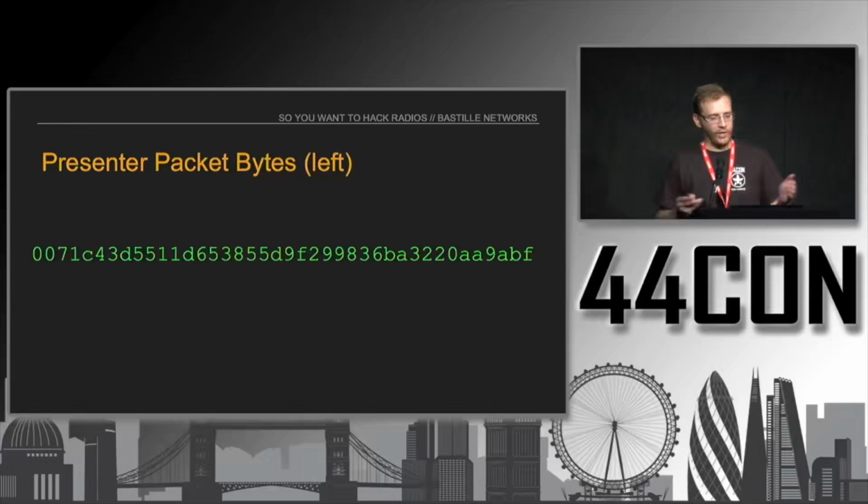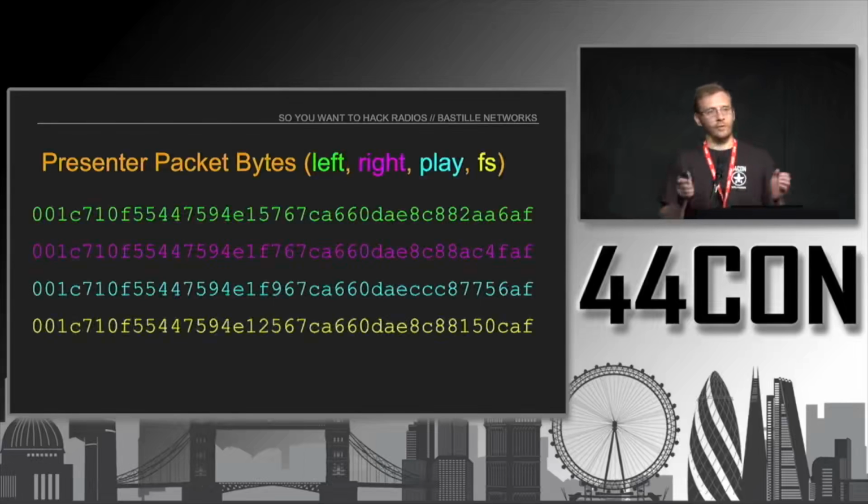So we go through and do this, and we have this single packet from the left button on the presentation clicker that is repeated over and over again. So this tells us something interesting, which is that there's no sequence number. It's just the same data sent every time we click one of these buttons. So we can go through and repeat this process for the 4 buttons on the clicker. So that's left, right, play, and full screen.